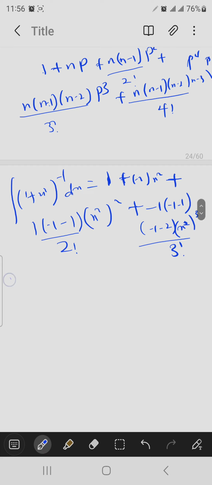So now the integral of (1 plus x squared) raised to the power minus 1 dx equals 1 minus x squared plus, the third one, minus 1 times minus 1 is minus 2, and the 2 factorial divided by 2 cancel each other, so we have x to the power 4, and so on.